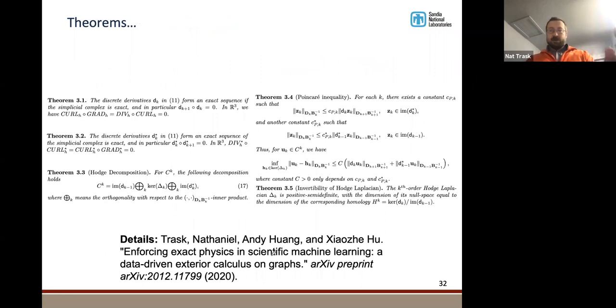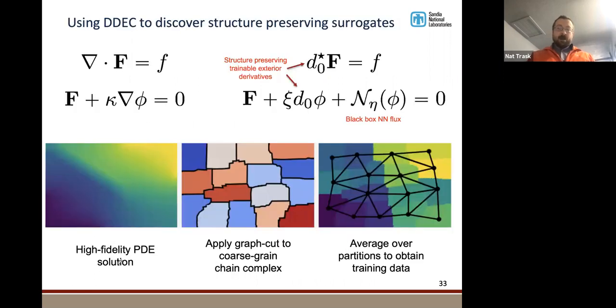And I'll just mention, we have theorems for all this kind of stuff. If you're interested, you can check out this paper. But for the remainder, I just want to show how you can use this stuff, right? Because it's a little bit in the abstract, but it gives you something really concrete, right?